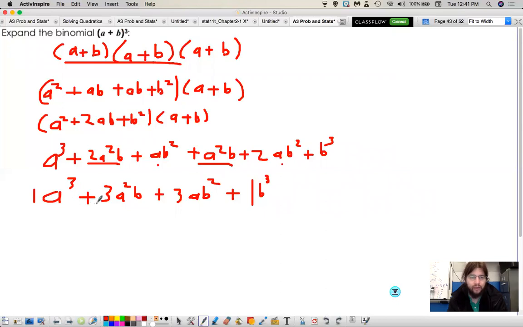Well, every time I go down the line in Pascal's triangle, I'm going to reduce the first term's power by 1. 3, 2, 1, none. And I'm going to increase the second term's power, B, by 1. 0, 1, 2, 3. That's it. Literally, that's how you raise a binomial to any power. Now, if we have something other than 1, I'd highly advise using parentheses and using a calculator. We'll get there.